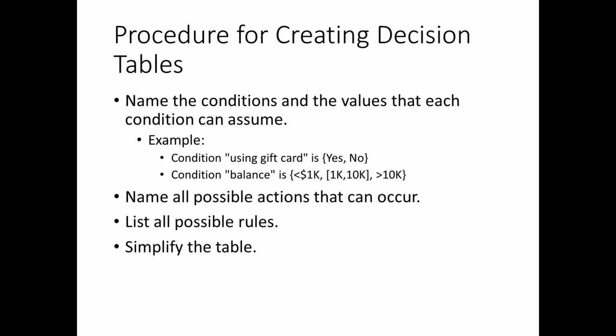In step 2, we put down all possible actions we may take. Then we list all possible rules to get the initial version of our decision table. Finally, we remove redundancy to simplify the decision table. So here we have 4 steps to take to create a decision table. And we have 2 examples here to illustrate the process to create a decision table.